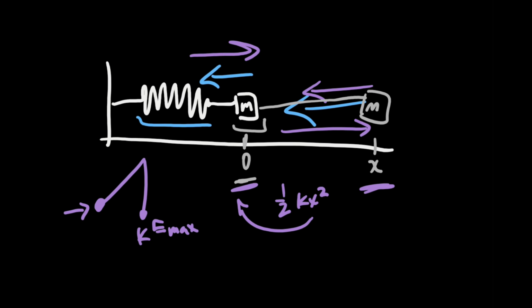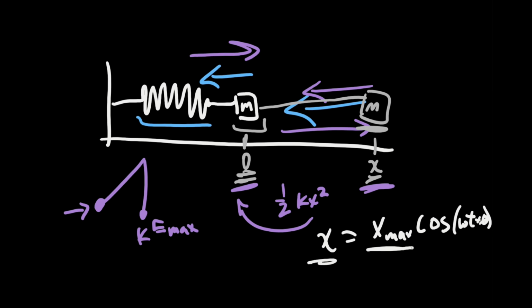Now, you may be wondering, how can I find what x position this mass is at at different times than when it's here or here? For that, we'll use the last equation on your reference sheet, that is x equals x max cosine of omega t plus phi. The x position is equal to the amplitude, this is our x max by the way, times cosine of omega t plus phi.